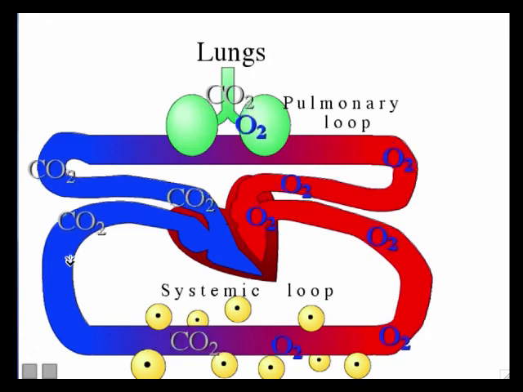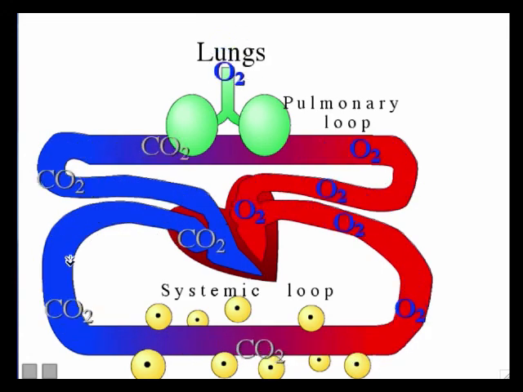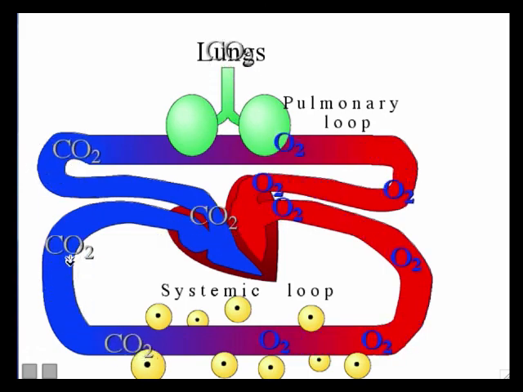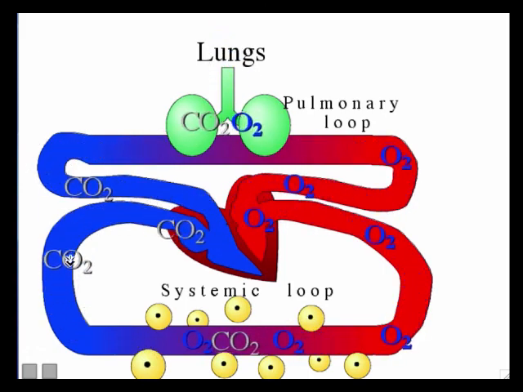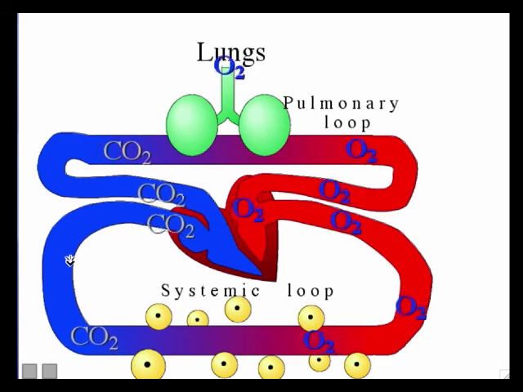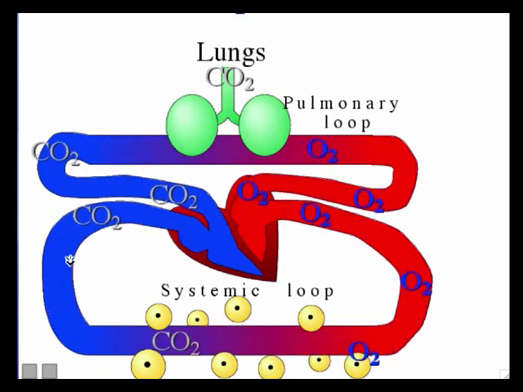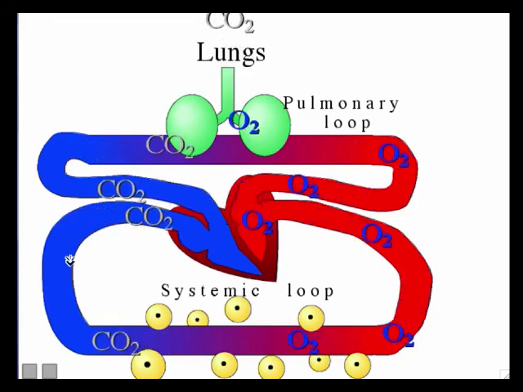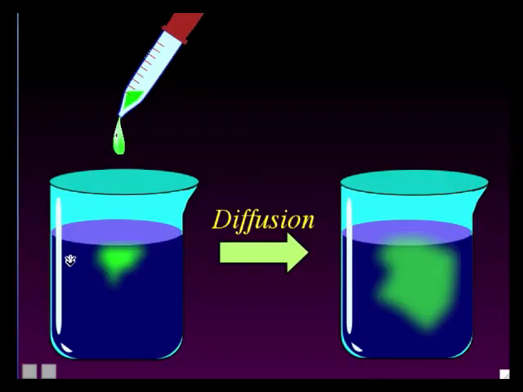Well, what I want to talk about here is what causes those gas molecules to enter and exit the blood. What forces, so to speak, makes the oxygen go in or makes the oxygen come out and makes the CO2 come in and CO2 go out. And here's the answer in just one word. It's diffusion.